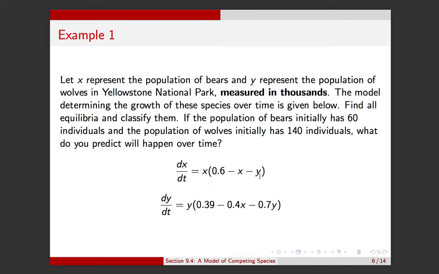Let's look at an example. So let's let X represent the population of bears, and Y represent the population of wolves. In Yellowstone National Park, these two species are in competition, right? There are both bears and wolves there. Generally speaking, they compete for the same food sources like deer and rabbits and things like this. The model determining the growth of these species over time is given below. So this is just a made-up example, okay?